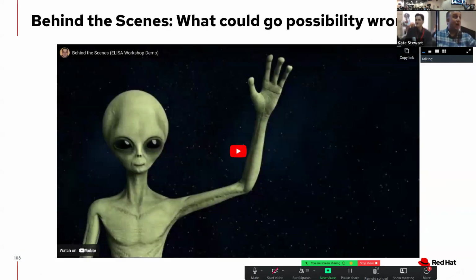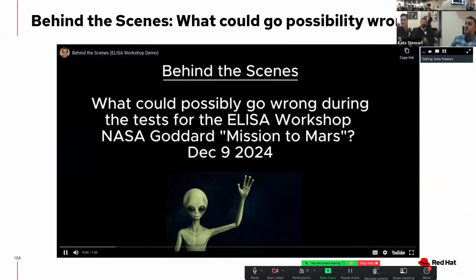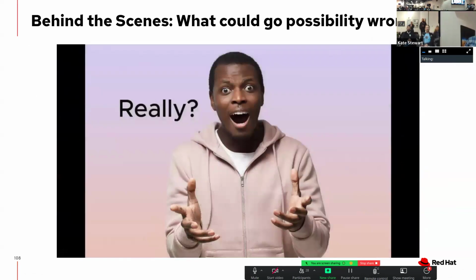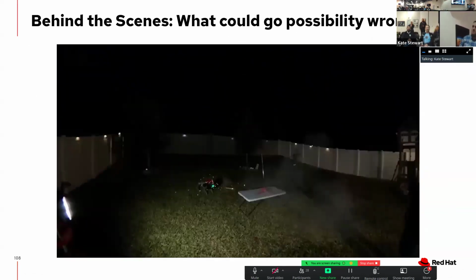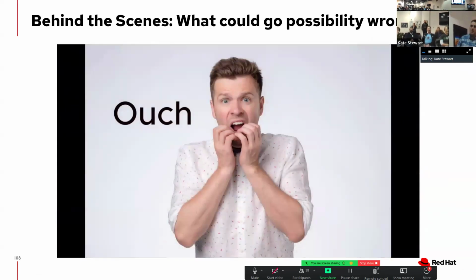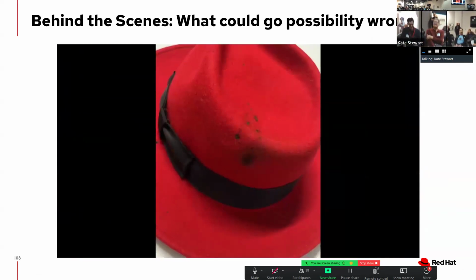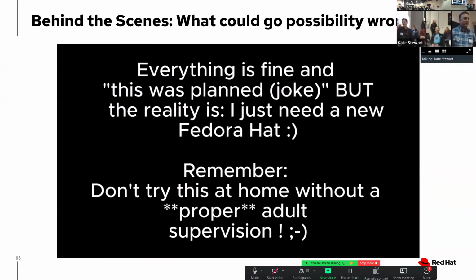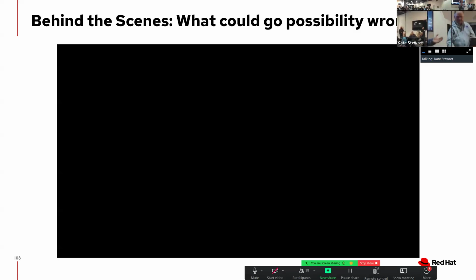Behind the scenes, there is always something happening. Come on, in the Red Hat. Could it be in the grass? Come on. Okay, I need a new Red Hat, new Fedora. So thank you so much, guys. Thank you, Dan. Thank you.